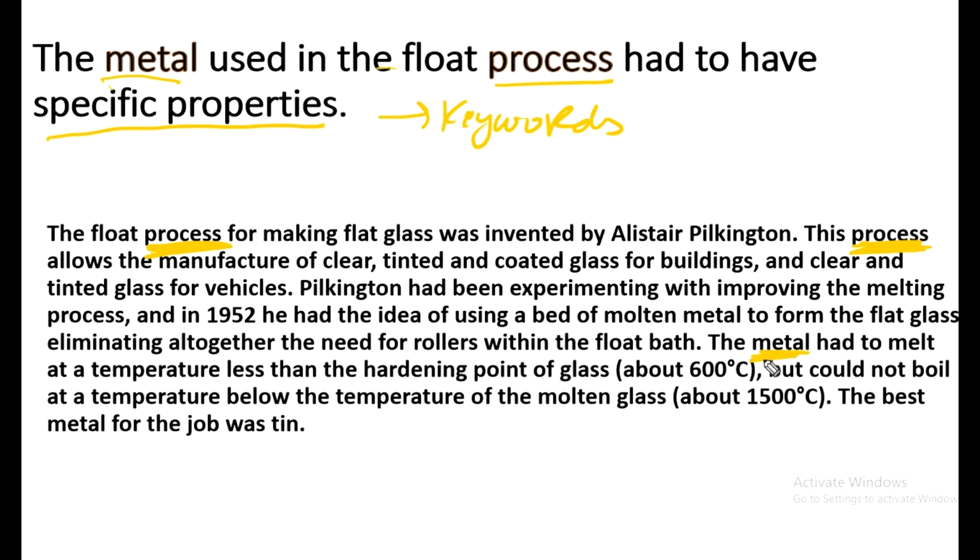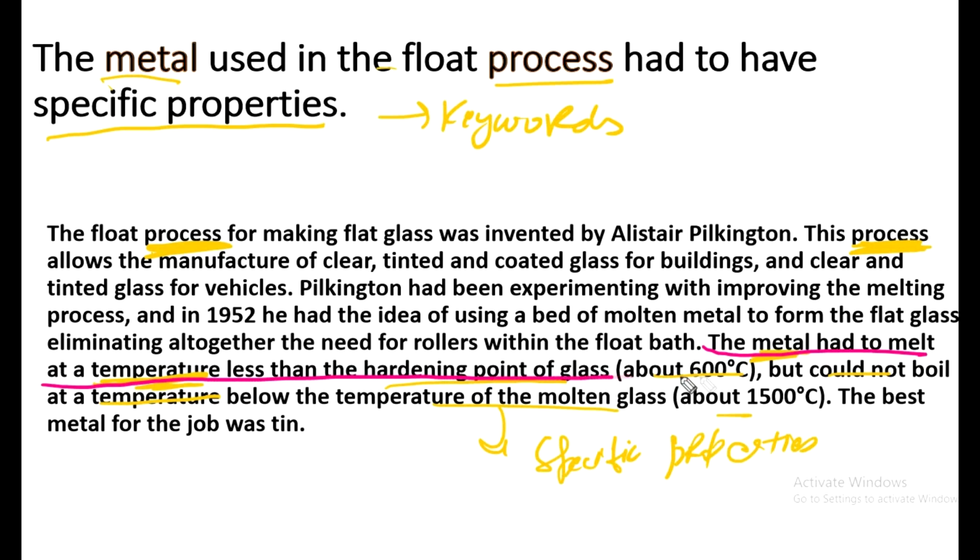Here I found metal, here it talks about temperature, hardening point of glass. This could be boiled at a temperature below this. I think it's the synonym language of specific properties. So I think I have found my matching sentence. Here it is. The metal had to... this is our matching sentence.